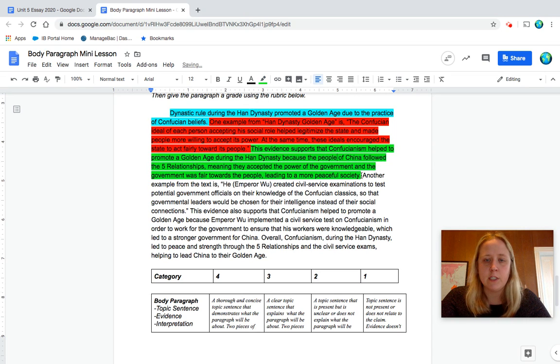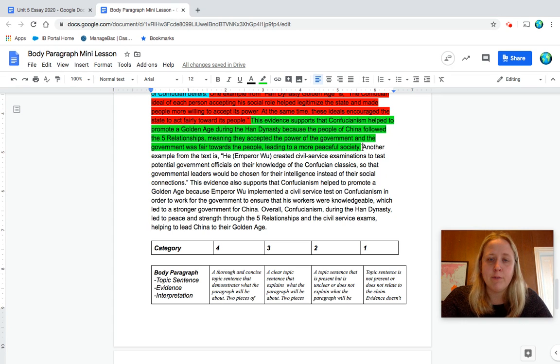And good interpretation. This part is connecting it back to a golden age, right? Peace, helping to lead to a peaceful society. That's something that the other paragraphs did not have. They did not make clear connections. Another example from the text is... notice how they didn't cite the text this time? That's okay, because it's from the same reading that the first one is from. So that's good. If you use the same reading, you only have to say it once in the paragraph.